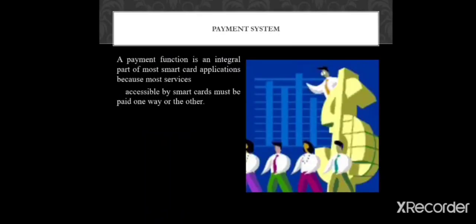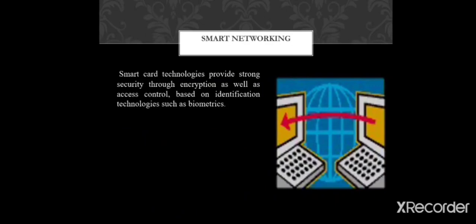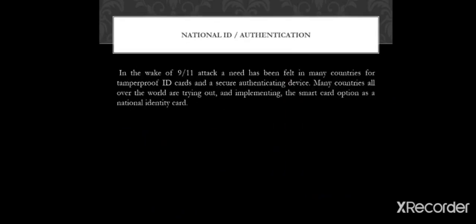Now the payment system. A payment system, as we can tell by the name, is a card which can be used to make payments very fast. A payment function is an integral part of most smart card applications because most services accessible by smart card must be paid for one way or the other. Now the smart network. Smart card technology provides strong security through encryption as well as access control based on identification technologies such as biometrics. National ID or authentication.